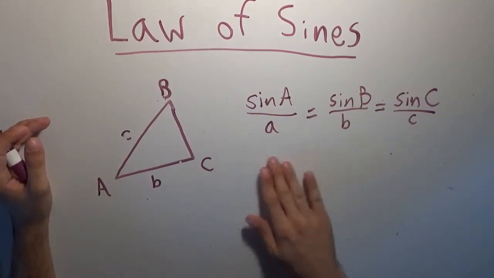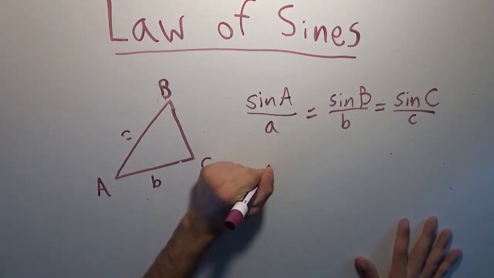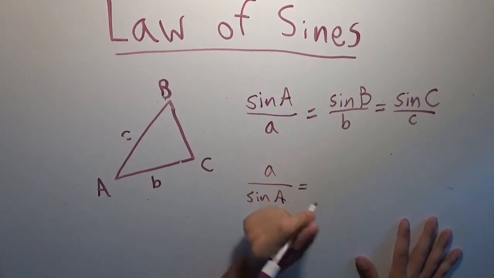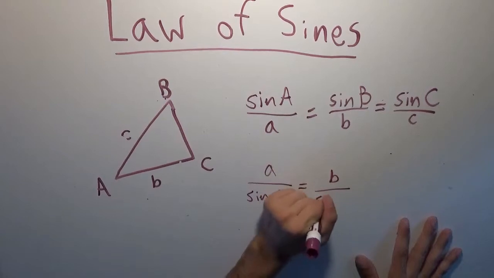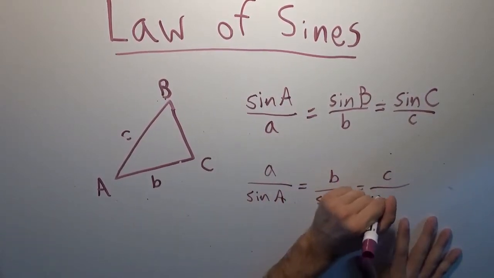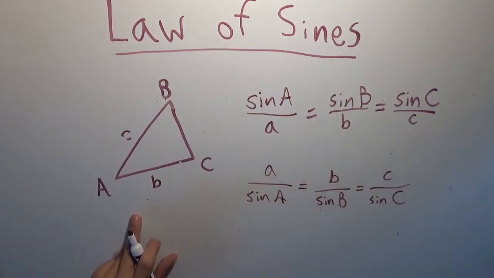Now, because these are fractions that are equal to each other, we could invert every side, and an equivalent statement would be that little a over the sine of A is equal to little b over the sine of big B, which is equal to little c over the sine of big C. Remember, the big letters are the angles and the little letters are the sides.